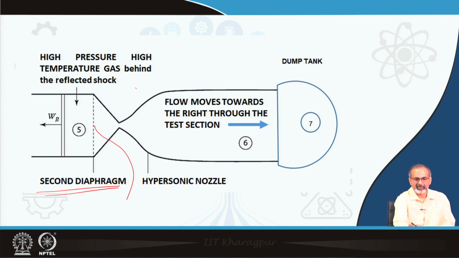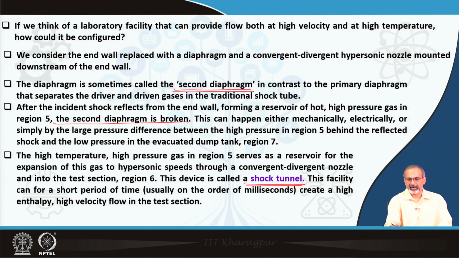As a consequence, the high pressure, high temperature gas behind the reflected shock, which the reflected shock has left behind it, would now be expanded through a hypersonic nozzle, which is here, the throat of the nozzle is here, and you have a flow which moves towards the right through the test section, which is at an elevated temperature and pressure too, and then it moves into a dump tank. So, that is basically the mechanism that we have in a shock tunnel. Therefore, there is a tunnel we have over here which is run by a shock tube essentially.